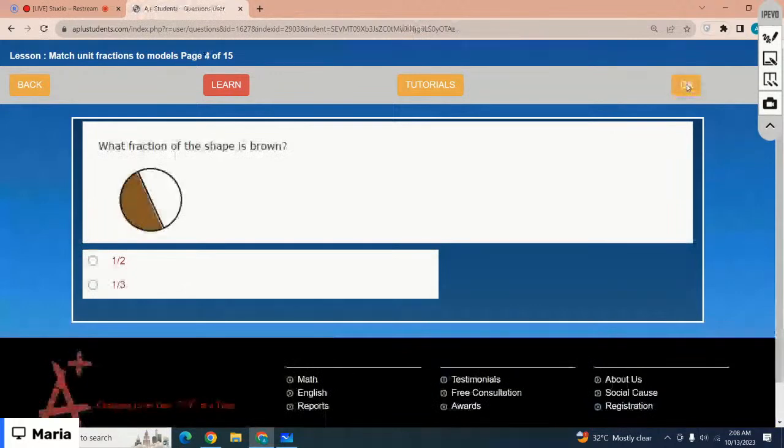What fraction of the shape is brown? Which is the option? Very good. That would be 1 out of 2 because the shape has total 2 portions. Only one of them is brown. So you can say that is 1 out of 2.